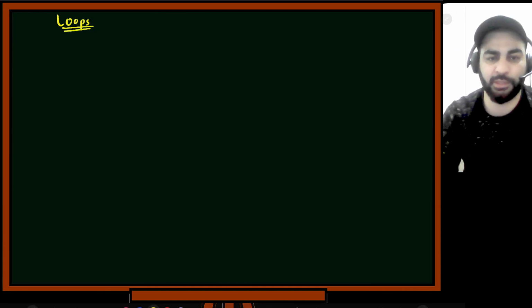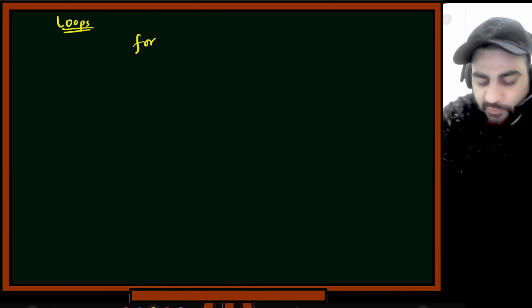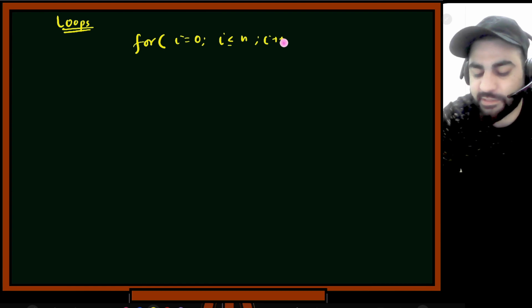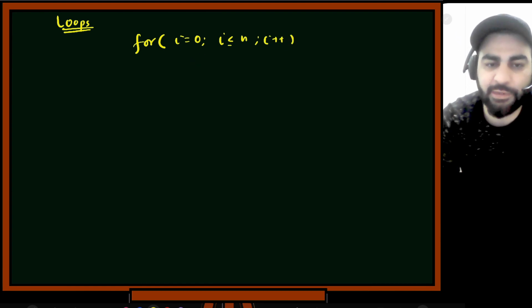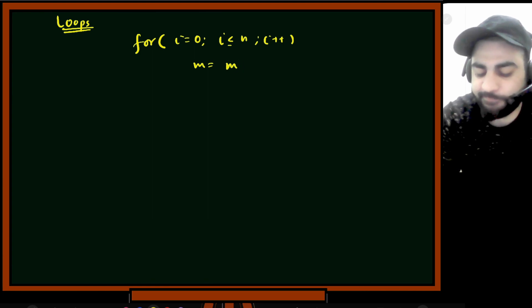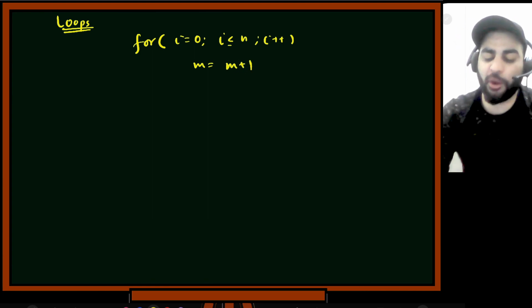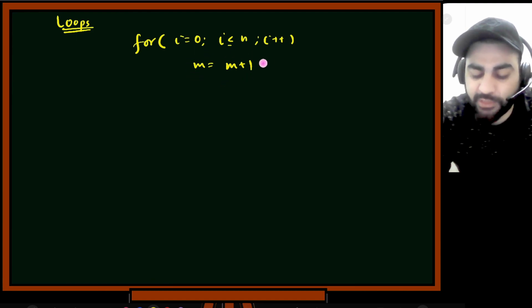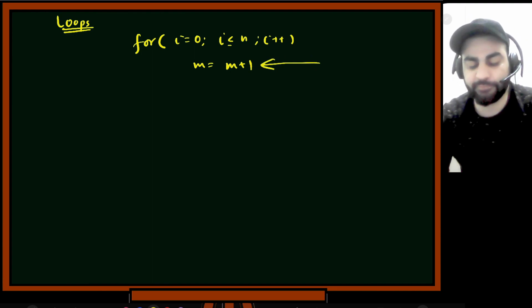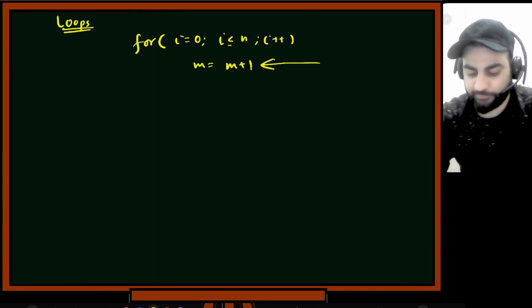Let's suppose we have something as for i is equal to 0, i less than or equal to n, i plus plus, and then I'll write some statement. Let's say m is equal to m plus 1. I told you we assume this takes constant time. So how many times will this statement run? N times.